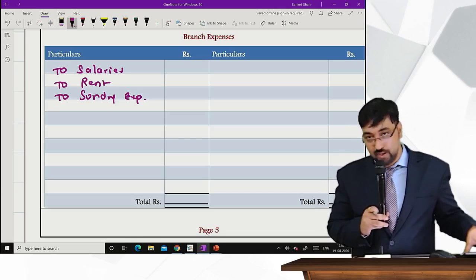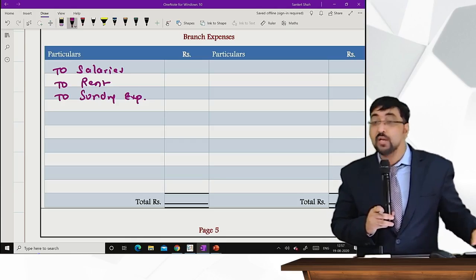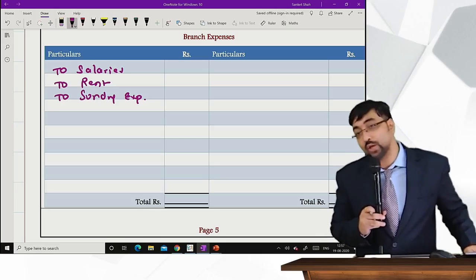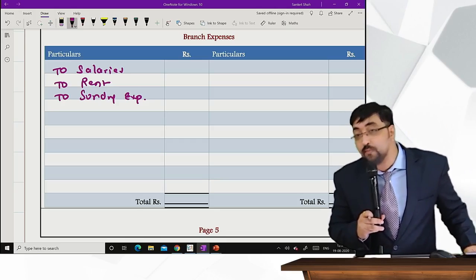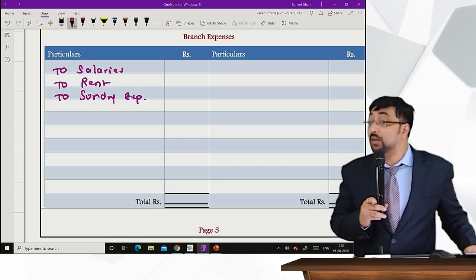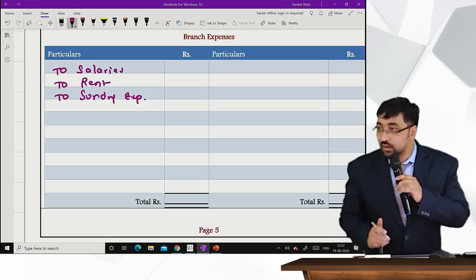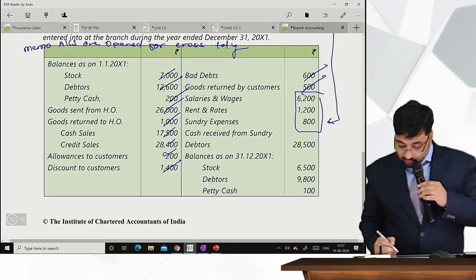Expenses account debit, because these are expenses of branch. So expenses account debit to, but to whom will the branch pay? To HO. So HO is a creditor. We have not opened HO account. We have opened only expense account. So only one effect for this transaction. So expenses account debit to HO account.